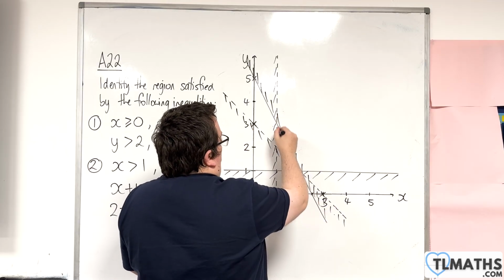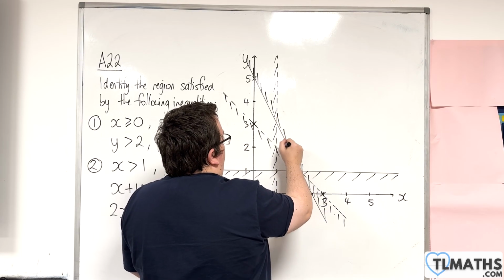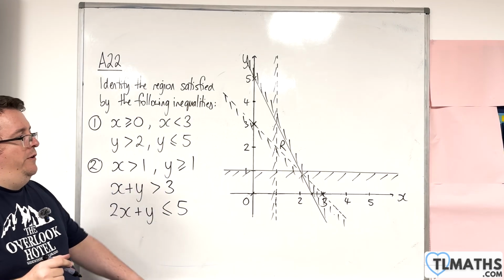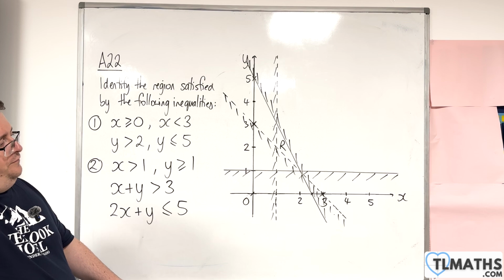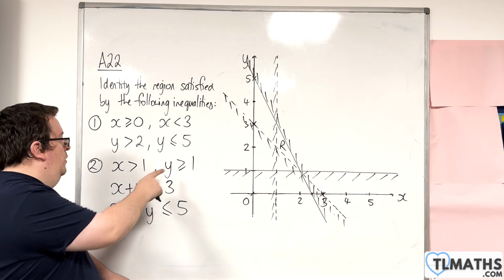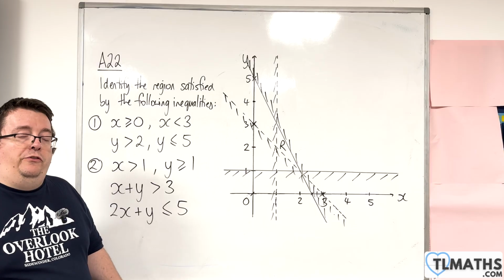So this triangle that we have in here, this is the feasible region. It's quite small, but these are the values that satisfy all 4 of those inequalities.